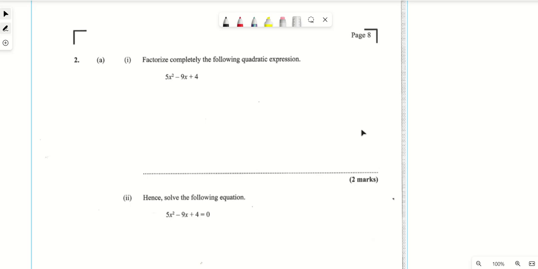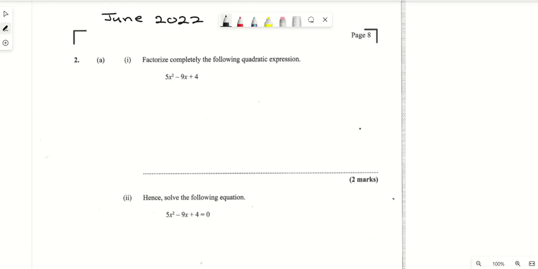Hey guys, so today we will be doing June 2022. So this paper is June 2022, number 2 question. The first question says part 1 is factorize completely the following quadratic expression.